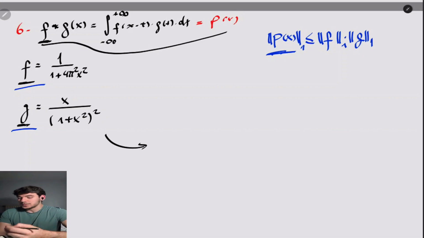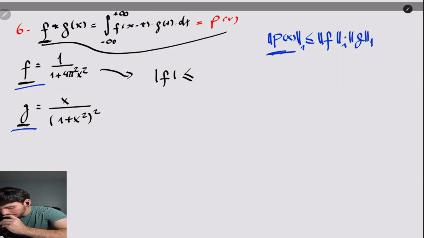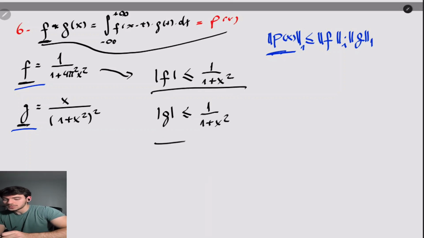It demands a little bit of experience on identifying which function you're going to use to compare. But here we can compare first the function f: the modulus of f is less or equal to 1 divided by 1 plus x squared. And also the modulus of g is less or equal to 1 divided by 1 plus x squared. So those two statements are true.